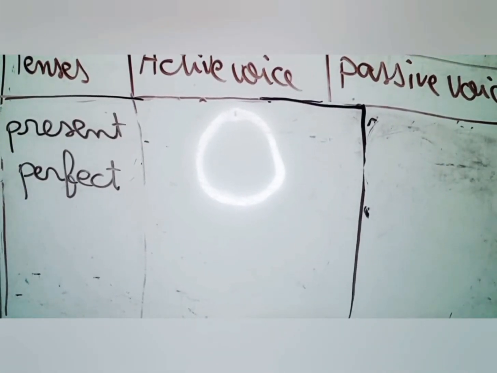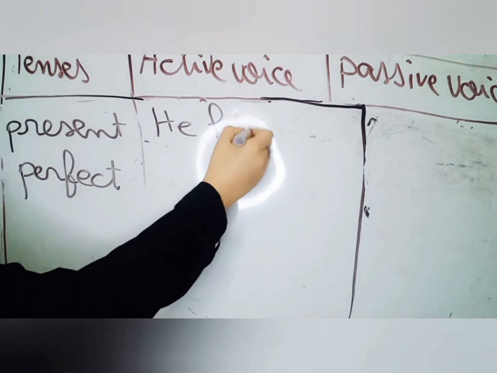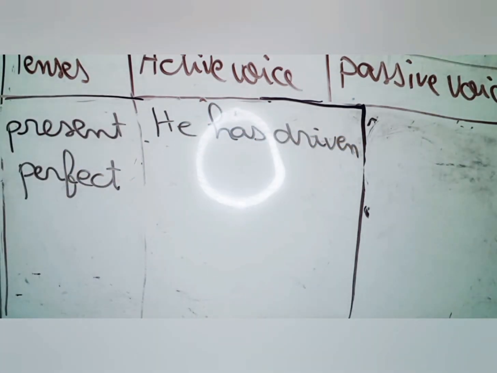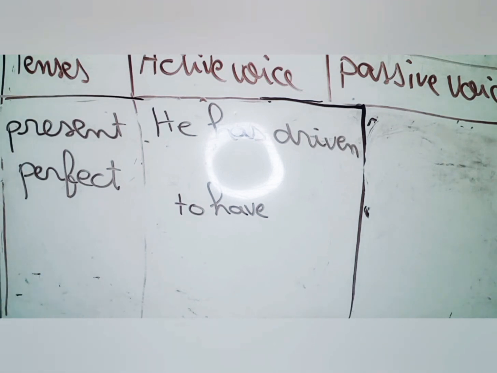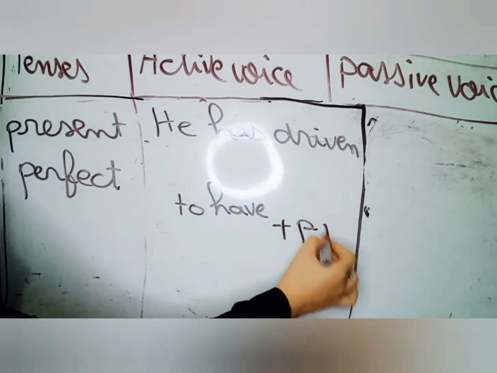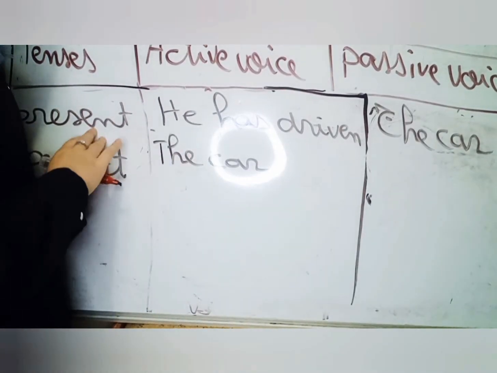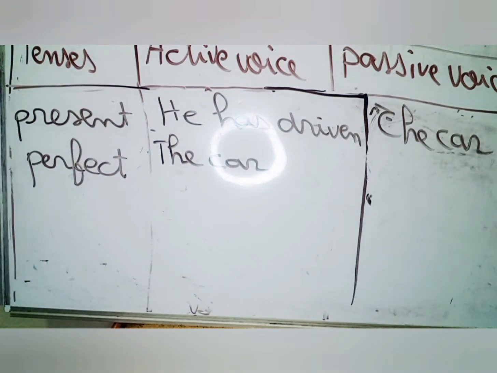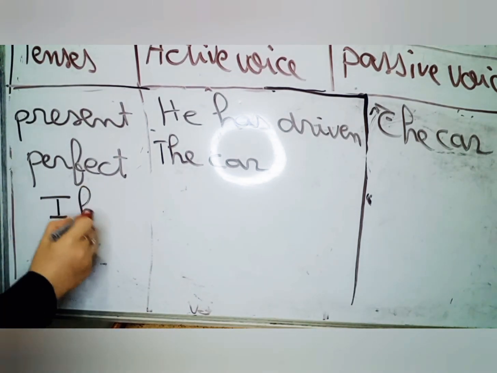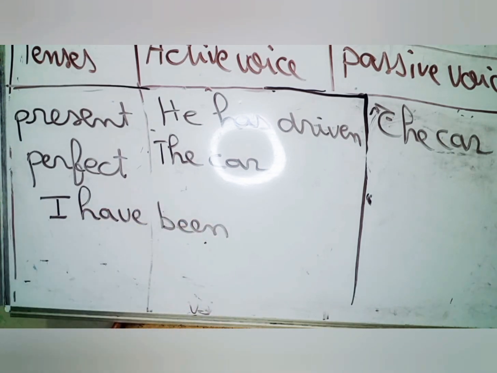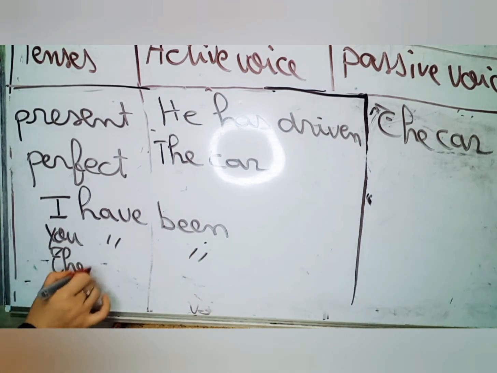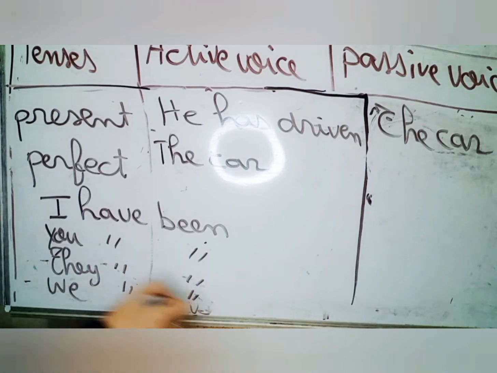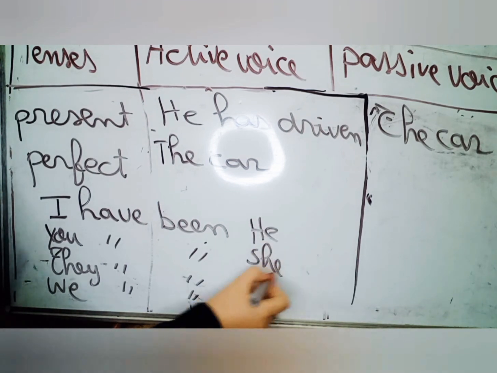Moving to another tense, present perfect: he has driven. Present perfect is the conjugation of the verb to have: I have, you, we, they have, he, she, it has, plus the past participle of the verb. The verb to be in present perfect: how do we conjugate it? With I, what do we say? I have been, past participle of the verb to be. You have been, they have been, we have been. With he, she, it, what do we say? Has been.